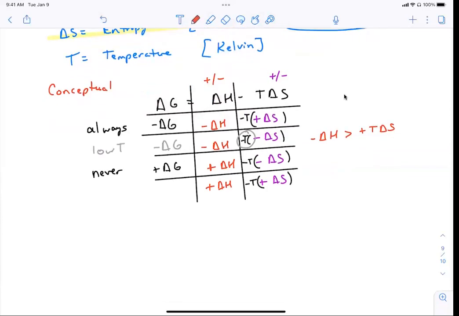This last term here, you have positive delta H and minus T times delta S. You want a big T because this is negative and so it's helping you out. So you want high temperature to get a negative delta G. Because that term is helping you now instead of hurting you.